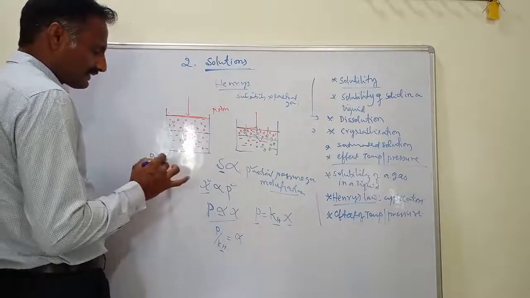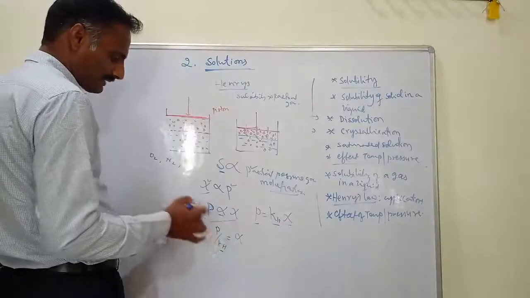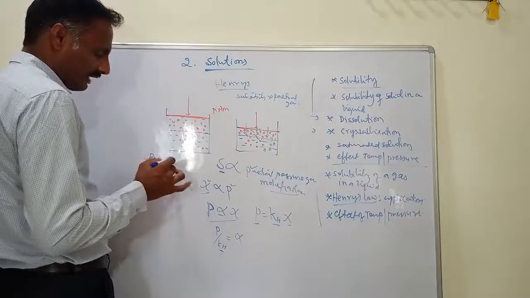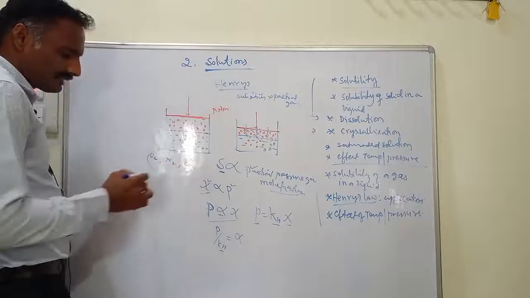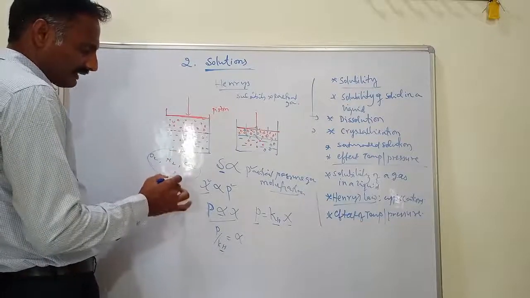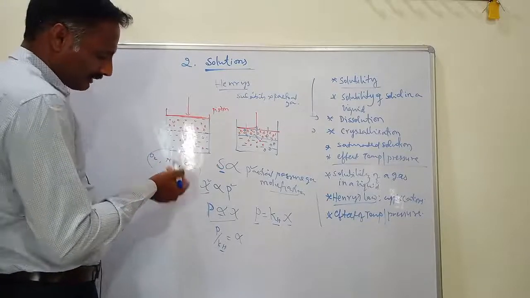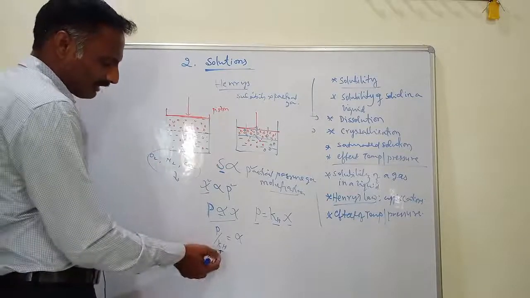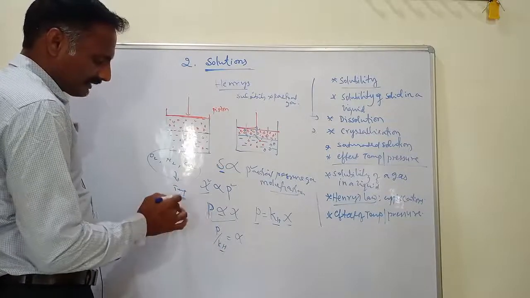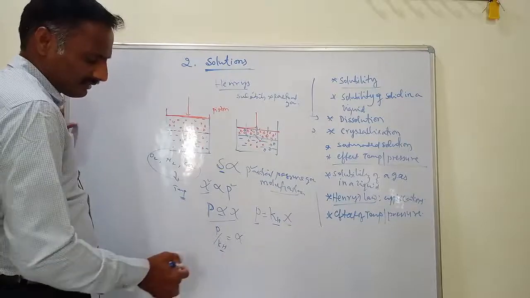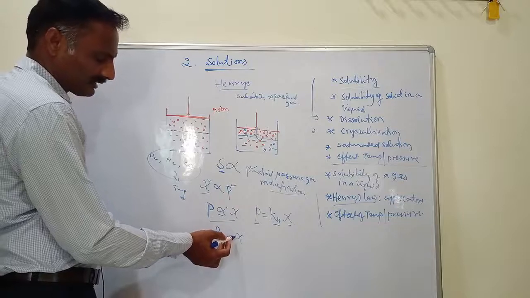Different gases have different solubility, different mole fractions, or different partial pressures, and different kH values for O2, N2 and CO2. All these gases have different kH values, so the kH value depends upon the nature of the gases. The kH value also depends upon temperature. As temperature increases, the kH value increases. When the kH value increases, the mole fraction of the gas in the solution decreases.